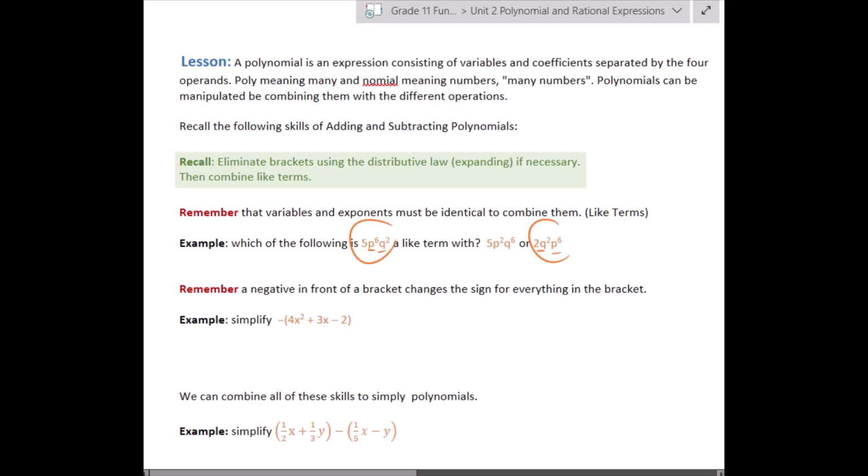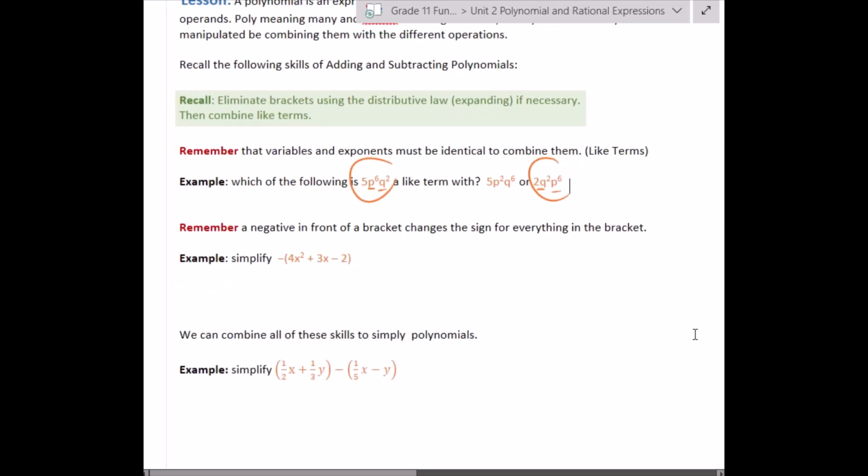Also remember that a negative sign in front of a bracket will change the sign of everything inside the bracket. So remember, a negative in front of a bracket is actually a negative 1. And then we can distribute that negative 1 into that bracket. So negative 1 times 4, negative 1 times 3, and negative 1 times negative 2. And that will change the sign of all of your terms. So negative 4x squared minus 3x plus 2.